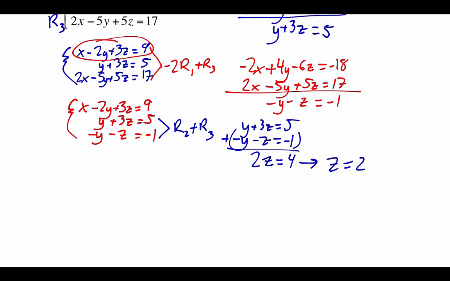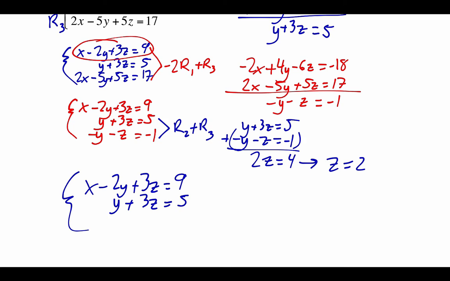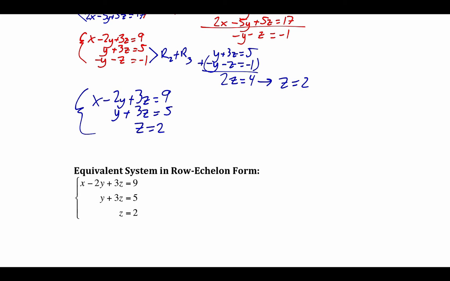So now, finally, we have x minus 2y plus 3z equals 9. That first row never changed. The second row, we got y plus 3z equals 5. And finally, our last row, we have just z equals 2. This, my friends, is called row echelon form. You'll see we already have all this work down here. What it does is it has one equation solved for one variable, another equation solved for two variables, and another equation solved for all three variables.